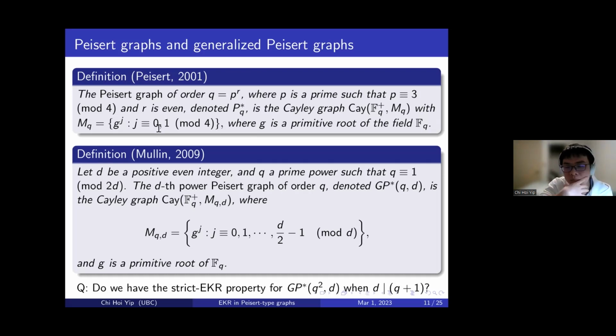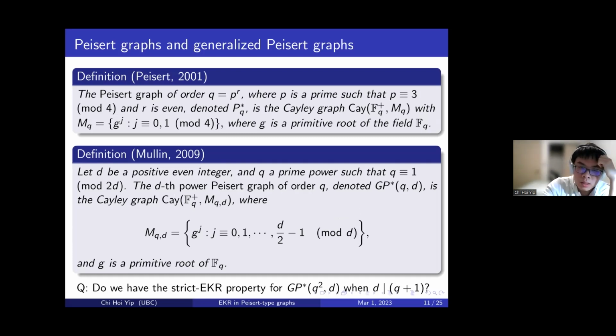So basically, Moulin conjectured that we also have the EKR theorem for Peisert graphs, in the sense that we can define the notion of canonical cliques in a similar way, and we conjecture that the only maximum cliques are given by those canonical cliques. This is the definition of Peisert graph, but we can also, of course, talk about generalized Peisert graphs by replacing this 4 by an even larger even number.